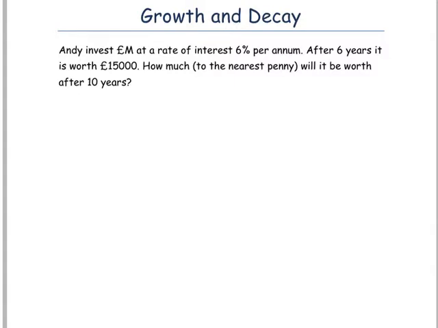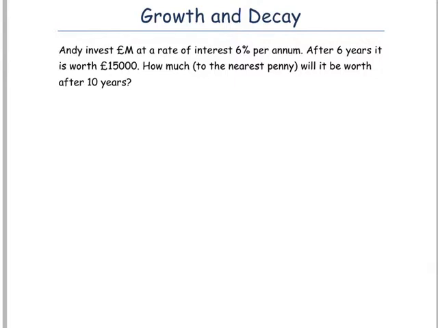So if we have a look at this example here, we're told that Andy invests £M at a rate of interest of 6% per annum. 6% per annum means 6% per year. After 6 years, it is worth £15,000. How much to the nearest penny will it be worth after 10 years?